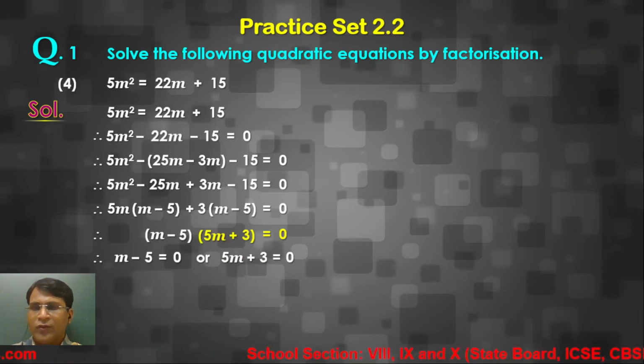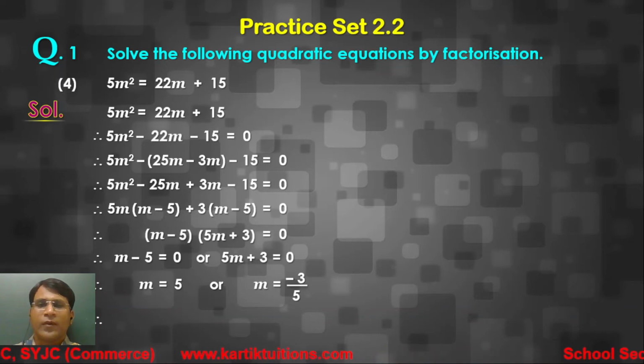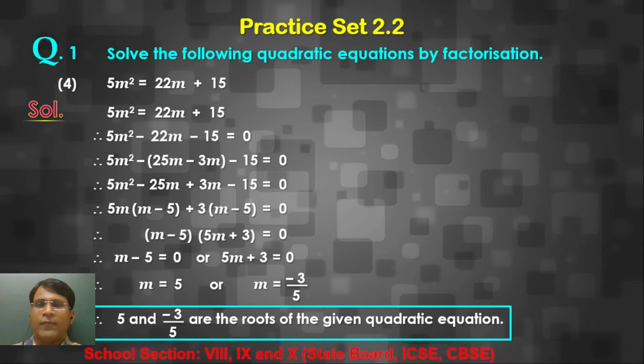Now if we solve this further, we get m is equals to 5 or m is equals to minus 3 upon 5. So we got two roots, 5 and minus 3 upon 5. These two are the roots of the given quadratic equation. Always have the habit of writing the answer in statement form.